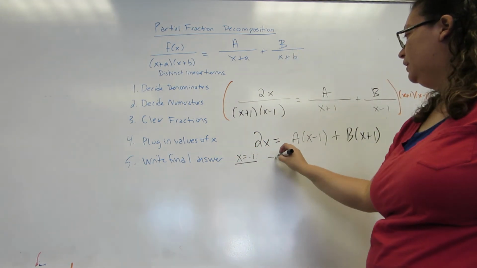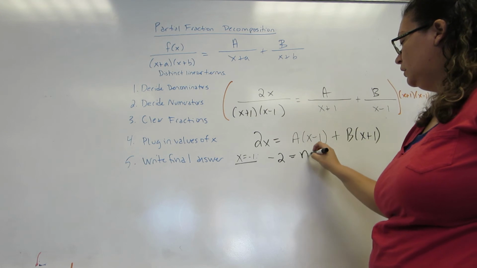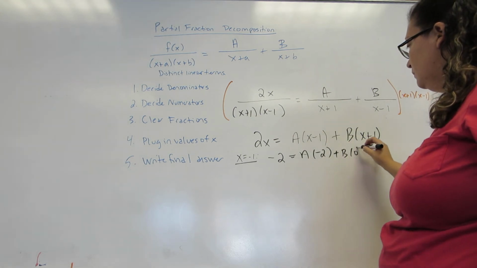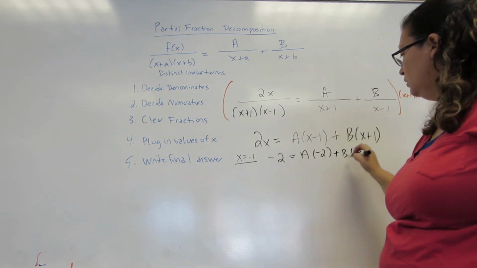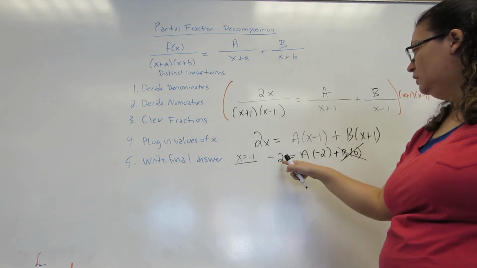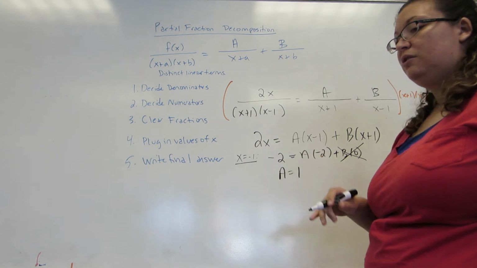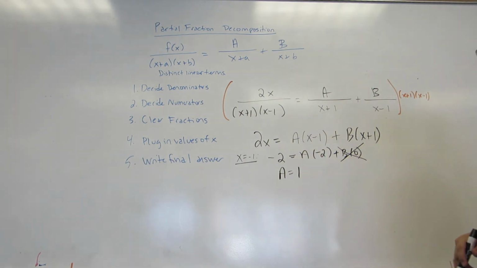I plug it in here, I get minus 2 equals a times minus 2 plus b times 0. Okay? Which means this term disappears. I have negative 2 equals negative 2a. This tells me that a must equal 1.